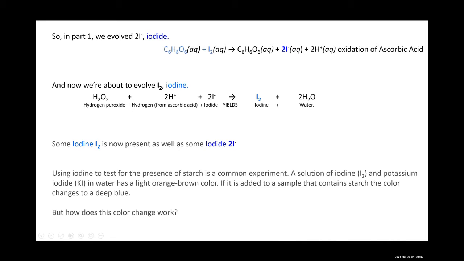So some iodine is now present along with some iodide. Using iodine to test for the presence of starch is a common experiment. A solution of iodine, or I2, and potassium iodide, which is KI, in water has a light orange-brown color, and if it's added to a sample that contains starch, the color changes to a deep blue. So how does this color change work?